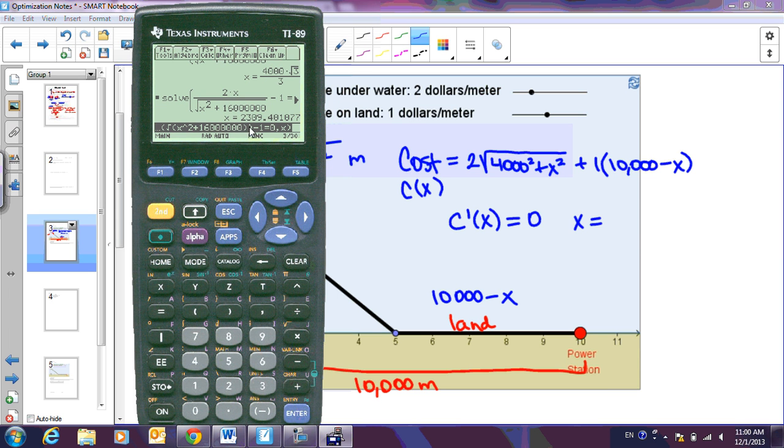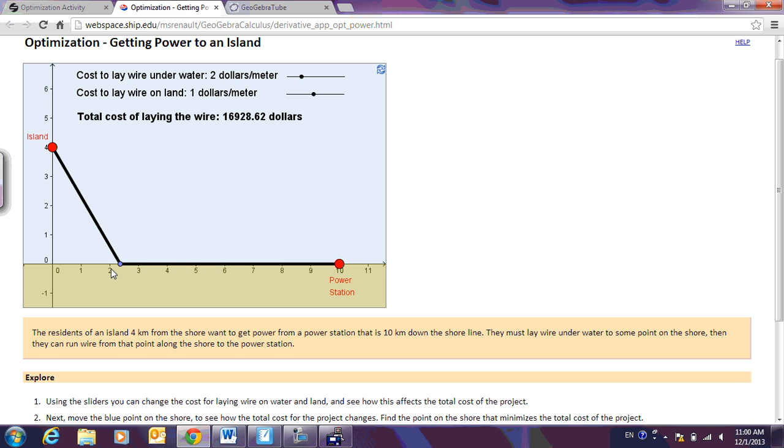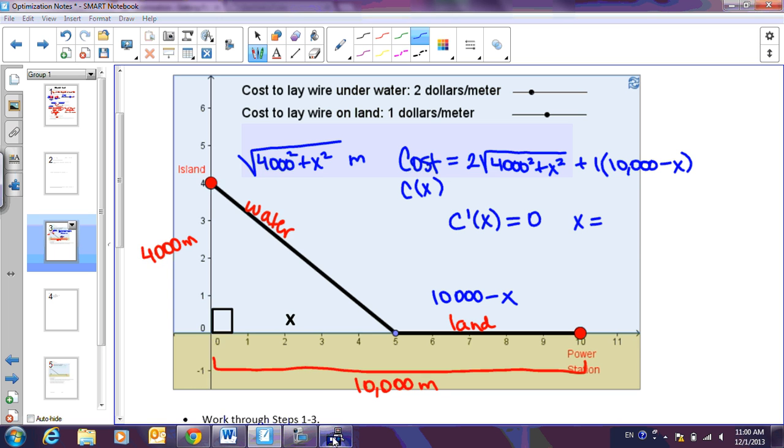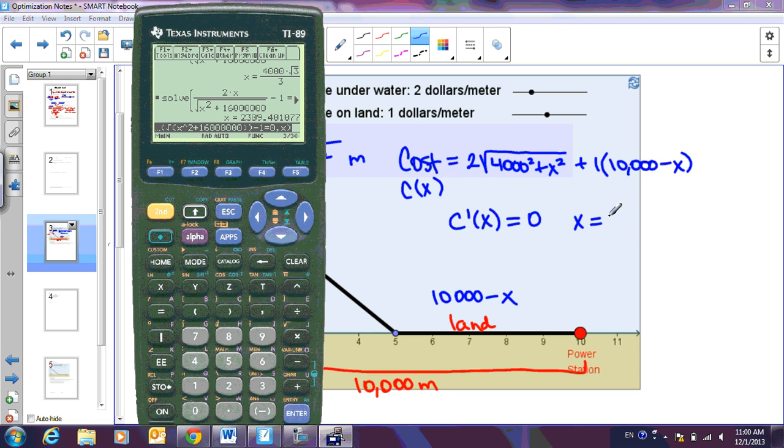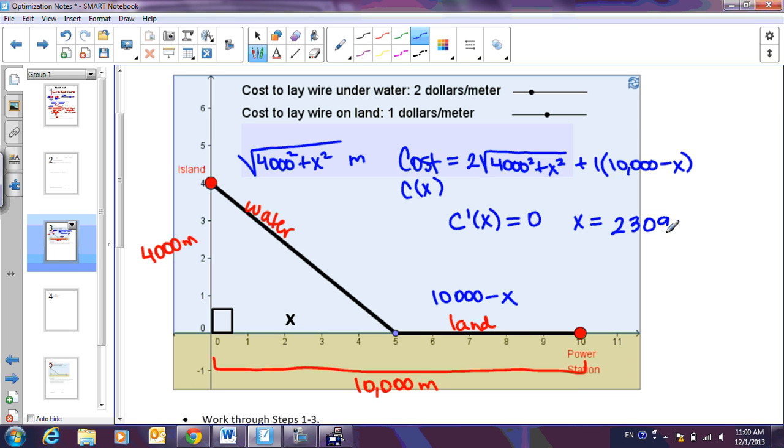All right, now I get 2,309.401. Let's think about, does that make sense? In my applet, let me go back to the applet. It was somewhere between 2 and 3, but this was kilometers. So this is saying 2,000 meters. That does make sense. All right, let me bring that back up so we can write it down. 2309.401. And this is in meters.